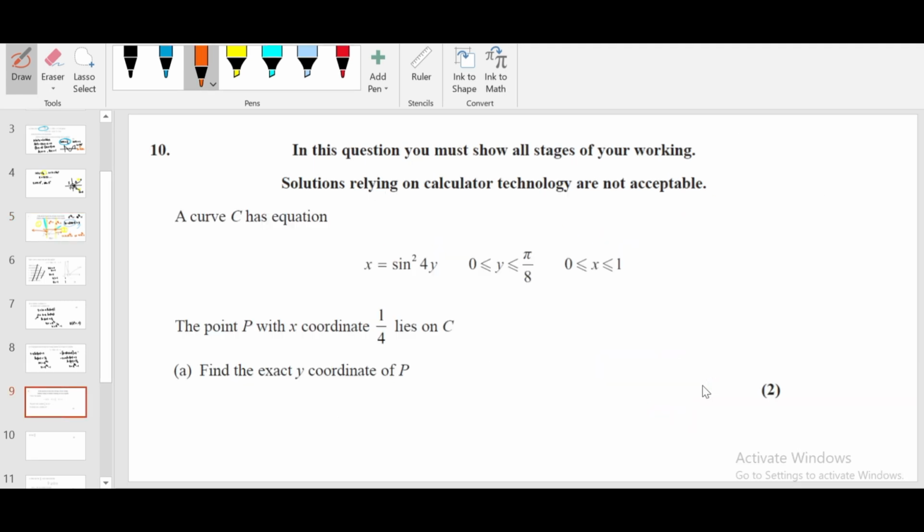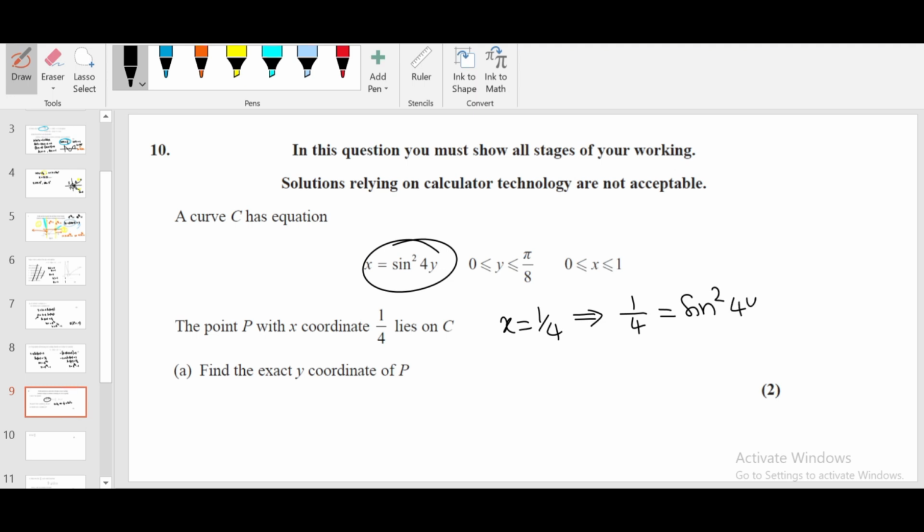Question number 10 now. A curve C has equation x is equal to sine square 4y. The point P with x coordinate 1 over 4 lies on the curve. They want you to find the y coordinate. If you know the x coordinate, just sub it into the function to find the y coordinate. Here replace x by 1 over 4. You will get 1 over 4 is equal to sine square 4y.